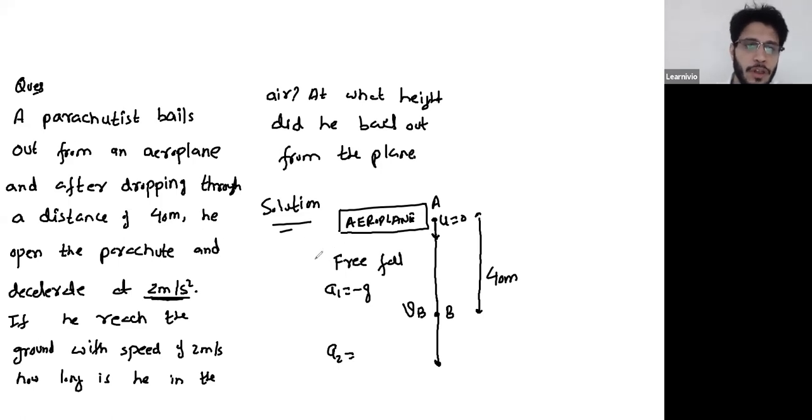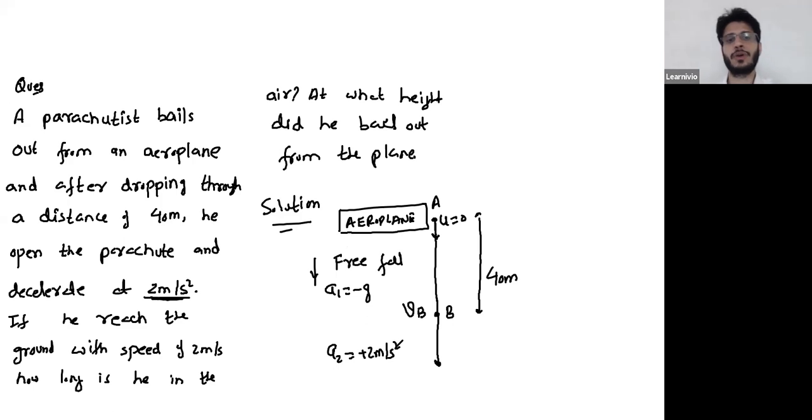When it was in free fall, the acceleration was acting in downwards direction. But once you open the parachute, force will act in upwards direction due to air friction. Can you guess the direction of acceleration? It's upwards, because force and acceleration act in the same direction. If air friction is acting in upwards direction, then acceleration due to air friction will also act in upwards direction.